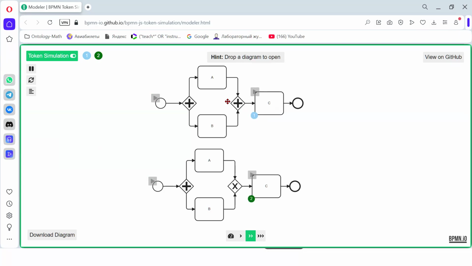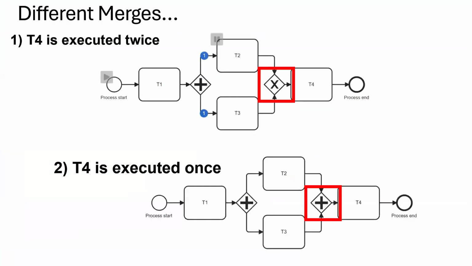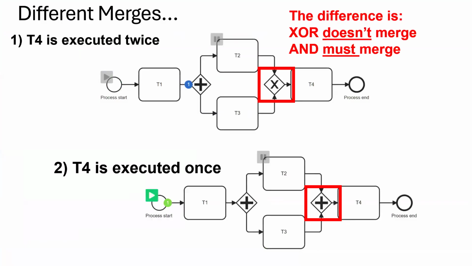So you can also see this by the tokens, and it's not so explicit if you do not use the tokens. That's why you need to have merging gateways, and then you need to see if you wanted to model this task C to be executed twice or only once. Yes, and the difference is XOR does not merge and AND gateway must merge.